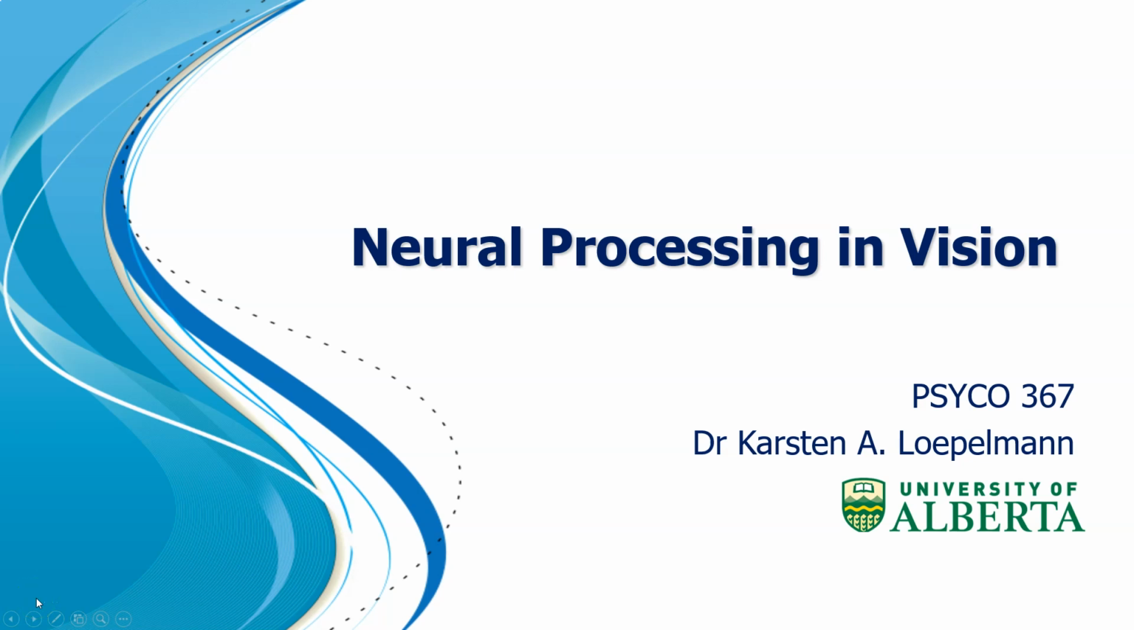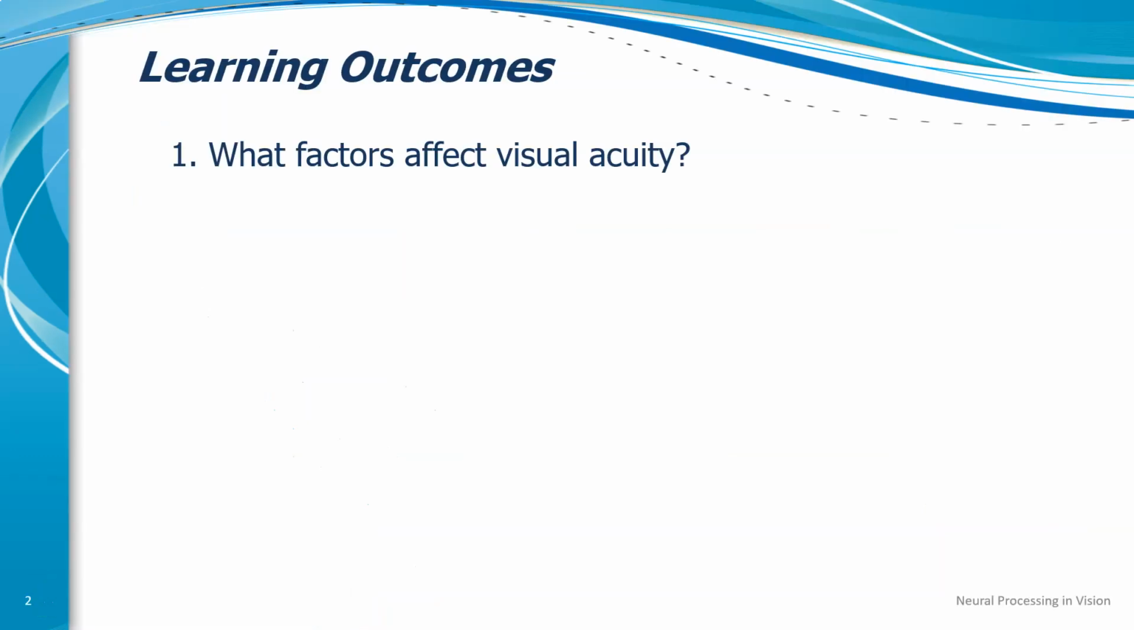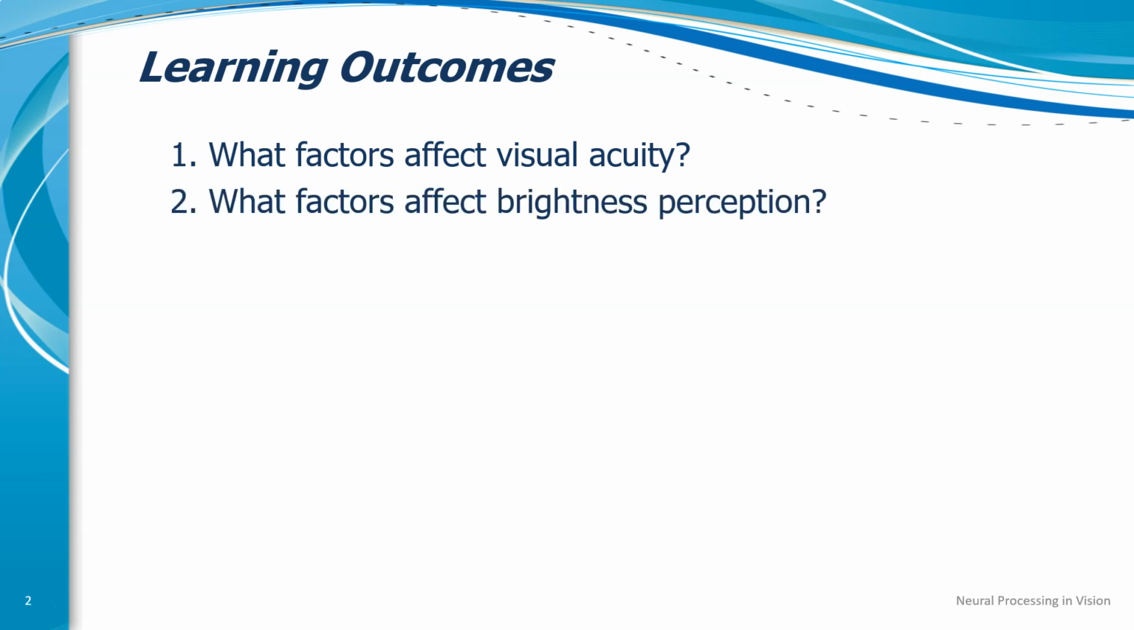Hi everyone, and welcome to the next topic, neural processing in vision. Here are the learning outcomes. We're going to take a look at visual acuity, and that means your ability to see detail. There are a number of factors that affect this, and we'll go through all of those.